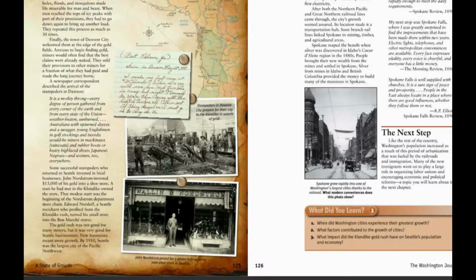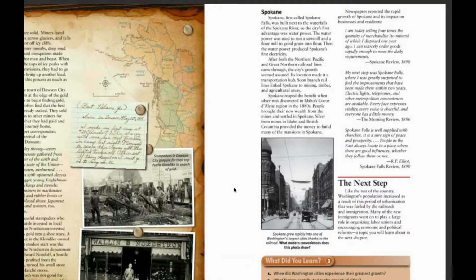The growth of Spokane was a little bit different. Spokane grew originally because obviously there was a lot of lumber around there, but they needed to be able to run sawmills, and they built Spokane right next to Spokane Falls, and that water was used to power sawmills. Okay, and so the water power produced Spokane's first electricity, and it also produced the means for some of the first manufacturing of lumber from timber in the area, and it caused it to grow.